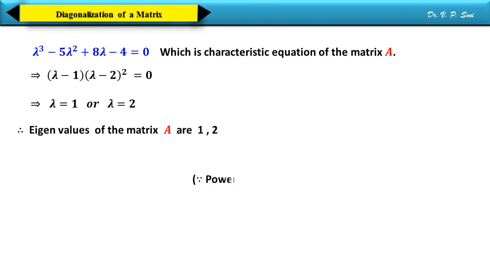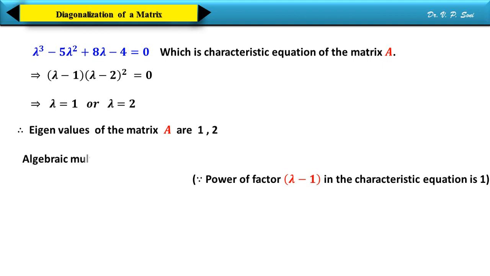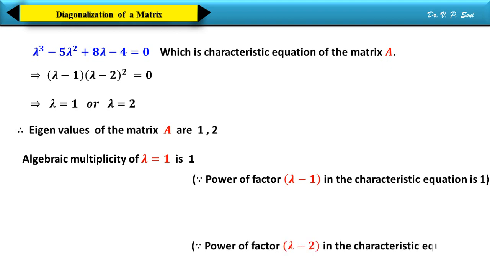Now the power of the factor lambda minus 1 in the characteristic equation is 1. Therefore the algebraic multiplicity of lambda equal to 1 is 1. Again the power of the factor lambda minus 2 in the characteristic equation is 2, and therefore the algebraic multiplicity of lambda equal to 2 is 2.